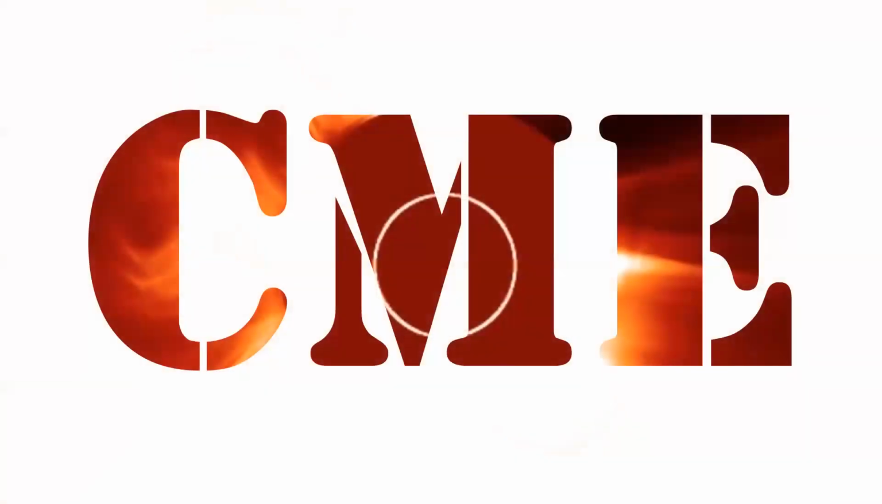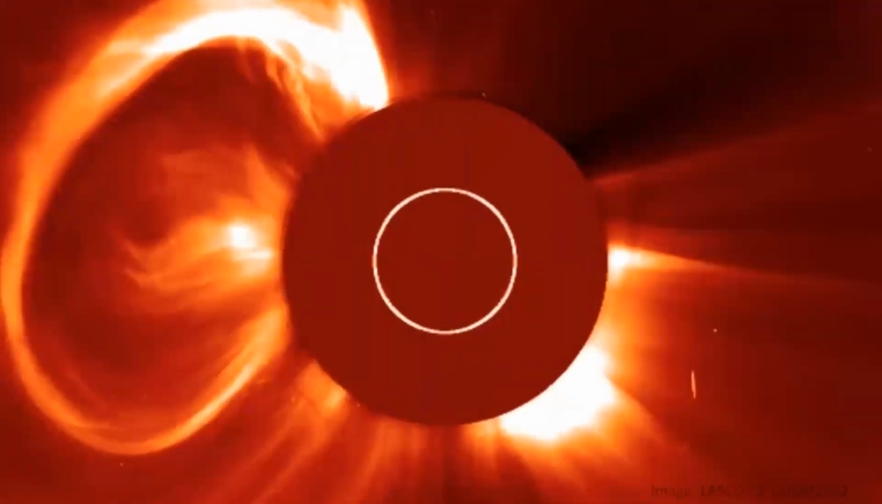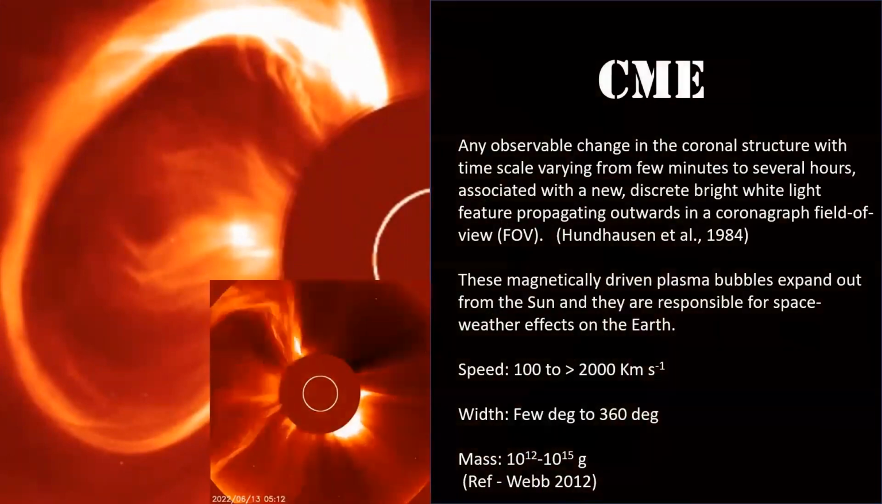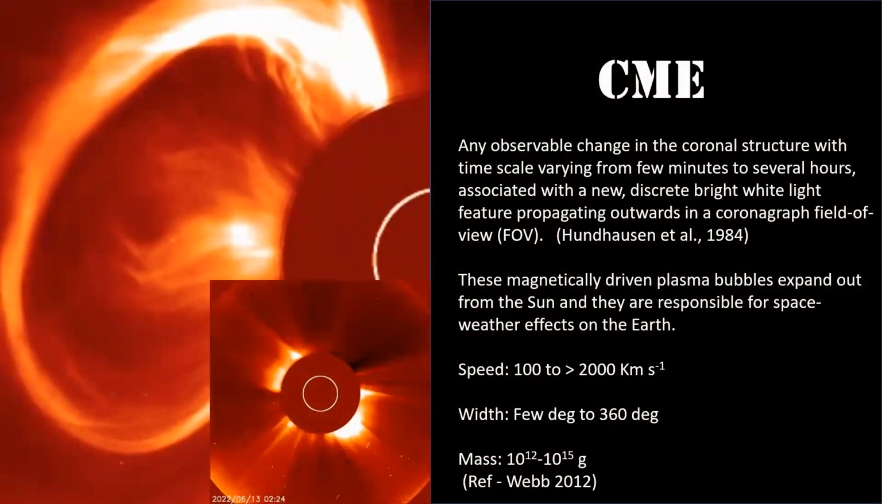When we talk about CMEs, this is a LASCO image seen through a coronagraph. This is how a typical CME looks, and as per the definition, these are bubbles that propagate outward in the solar atmosphere, and they contain plasma and also magnetic field.